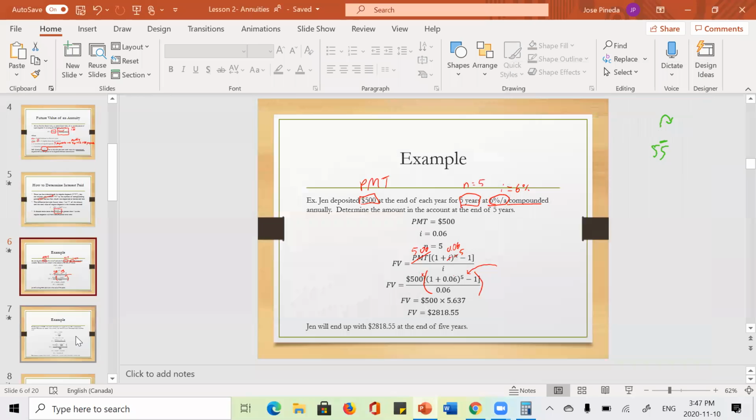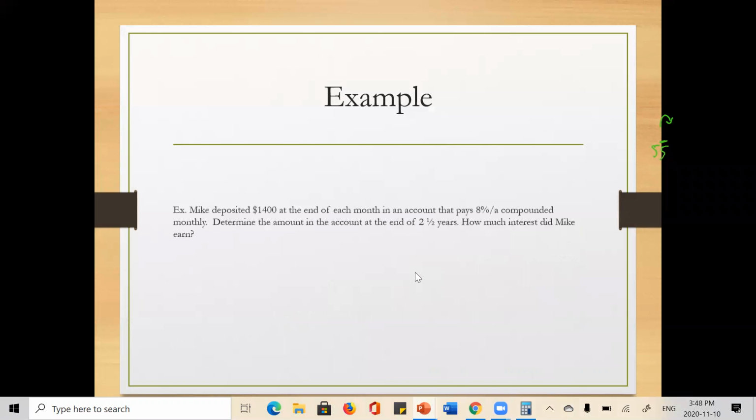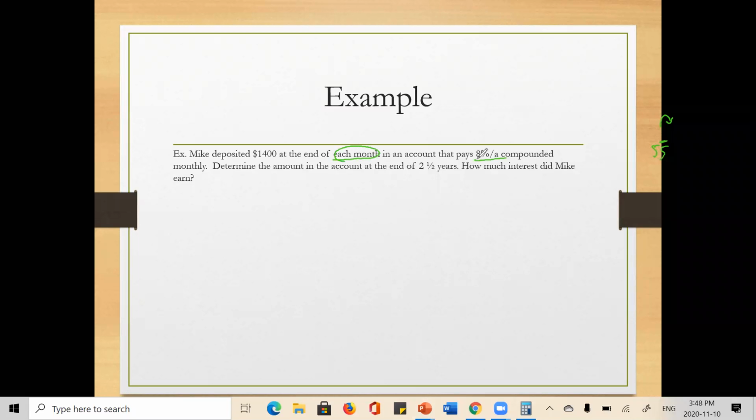So let's look at another one here. Now in this case, we're going to notice that it's not compounded annually, it's actually compounded monthly. So we have one little extra step here. In this question, we're told that it is compounded after each month, 8% compounded monthly. So our regular payment is still 1,400. And we know that we're putting this into the account for 2.5 years.